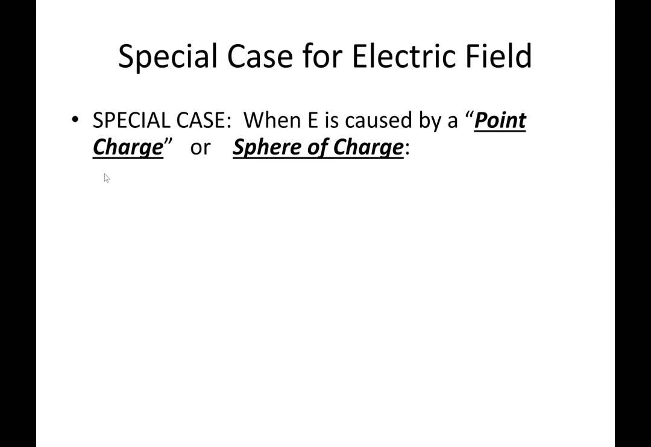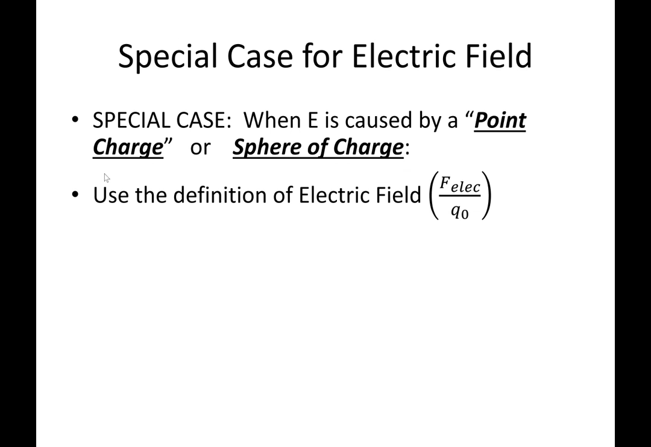So, as we are looking at the special case for an electric field, because if we know the charge arrangement or what kind of charge or what shape the charge creating the field has, we can get very specific and not have to use the general, always true definition that we just used in the previous video. We can now look at the special case where the electric field is caused by a point charge or a sphere of charge.